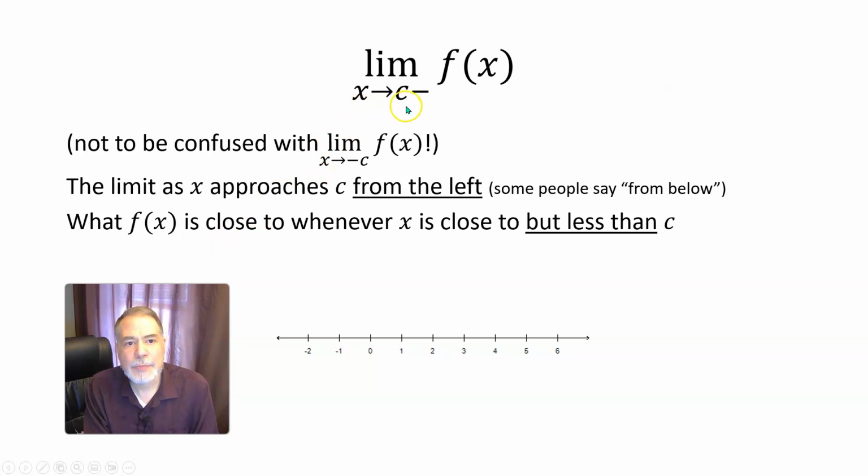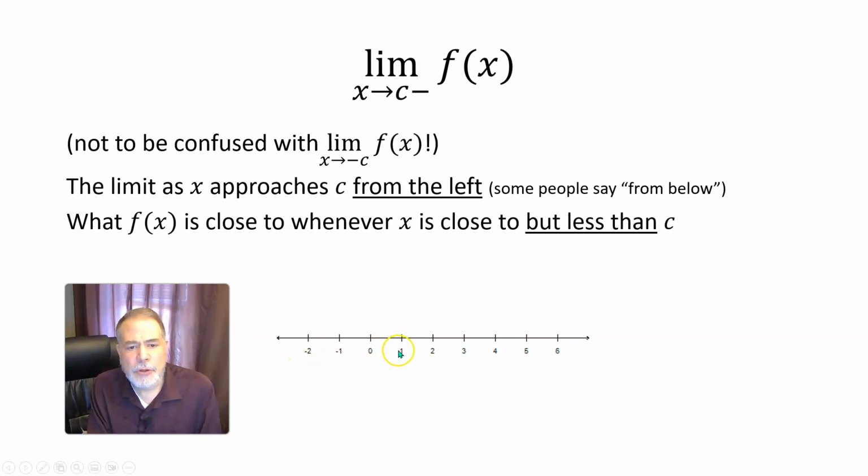The limit as x approaches c from the left of f of x is the number that f of x is close to whenever x is close to but less than c. And some people call this the limit as x approaches c from below. It's just different ways of looking at it, horizontally versus vertically.